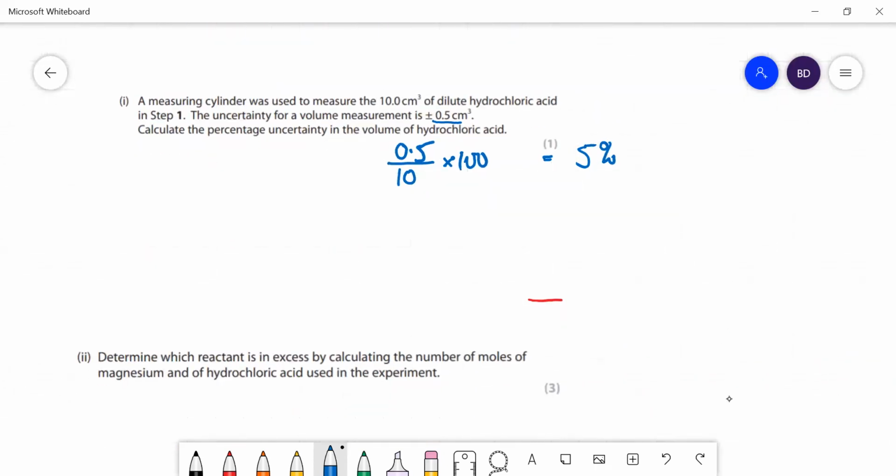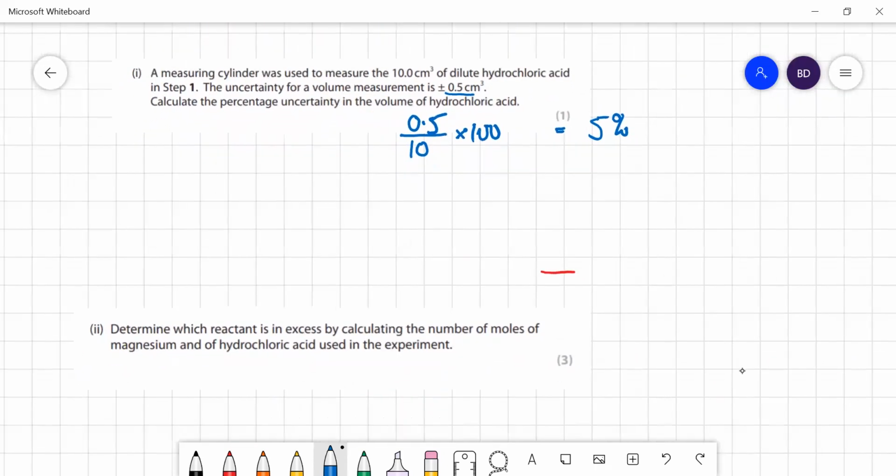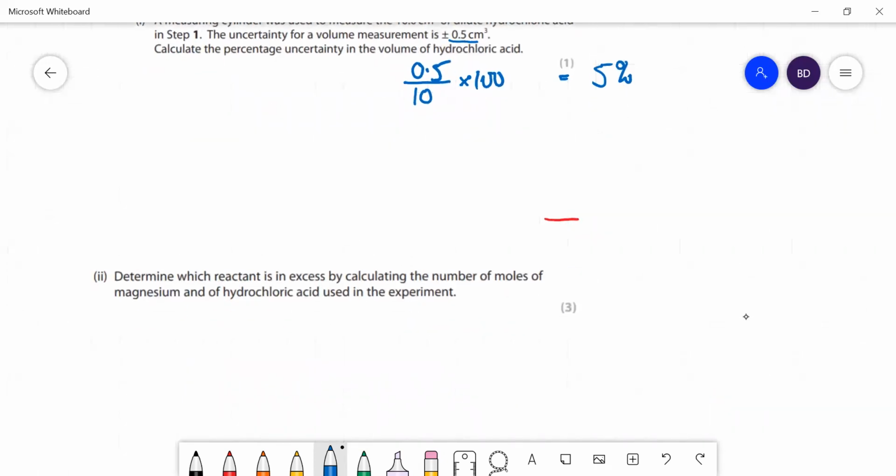Okay, determine which reactant is in excess by calculating the number of moles of magnesium and the number of moles of hydrochloric acid. Here we are given the mass of magnesium, so moles Mg is equal to mass over Mr. The mass of magnesium, in the question, was 0.12 grams, divided by 24.3, well, I should say the Ar of magnesium, really not the Mr. And that gives us a number of moles, 4.94 times 10 to the minus 3.